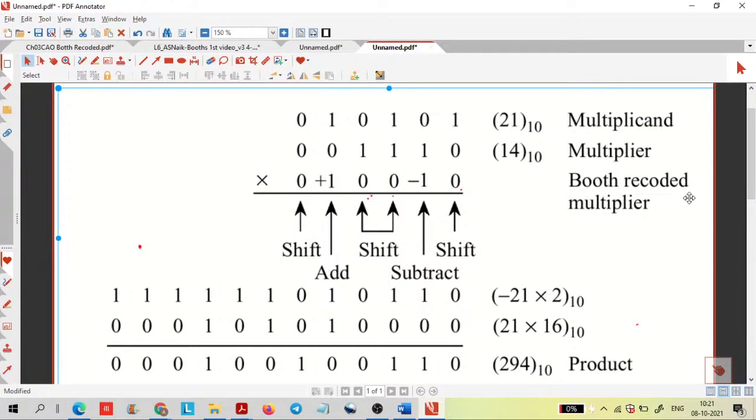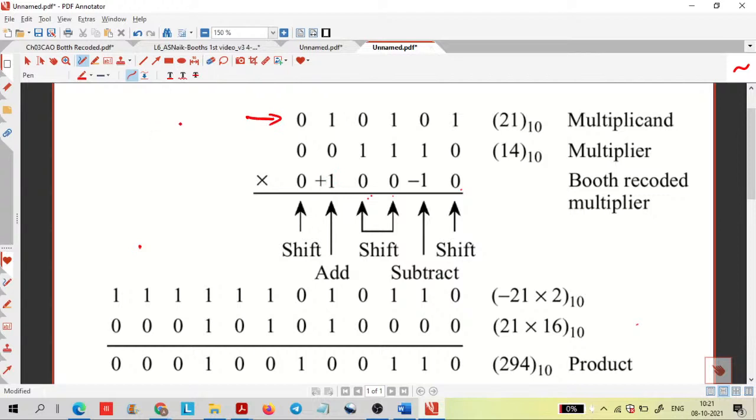Now see here, just listen carefully. In this particular example, this is your multiplicand value. Okay, multiplicand value is 21. So this is the first, the multiplicand value. Then second is your multiplier value.